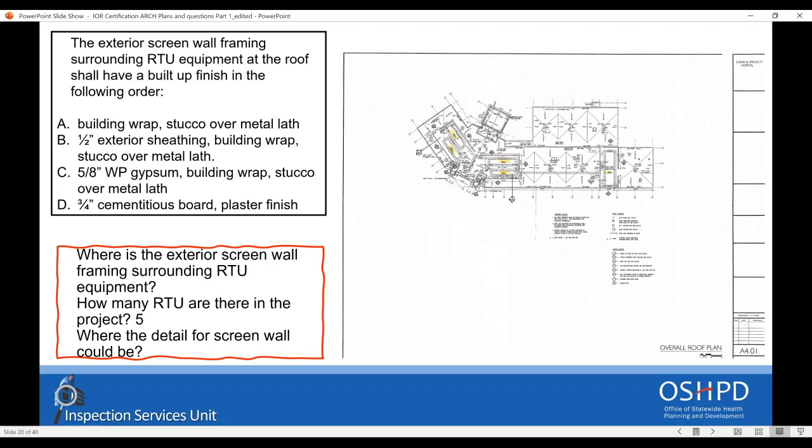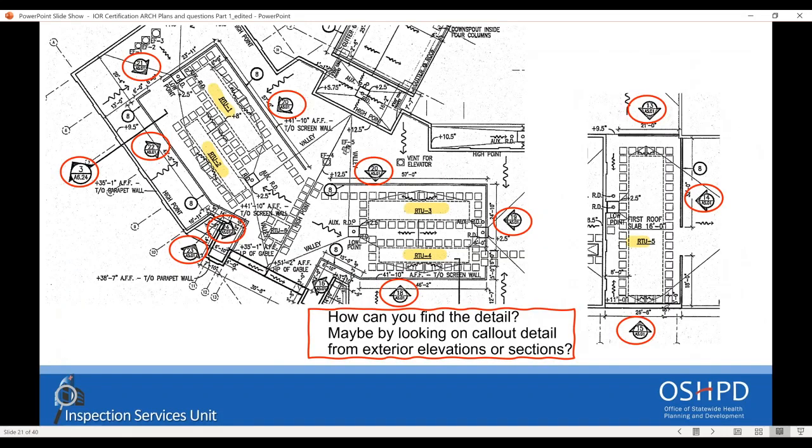Where is the exterior screen wall framing surrounding the RTU equipment? Where are the RTUs usually located? On the roof. The question is also directing you, asking you about the roof. Let's look at the overall roof plan. How many RTUs are there? There are 5 RTUs, but where could the detail for the screen wall be? Again, stay with me on this one. There are different ways to find the details.